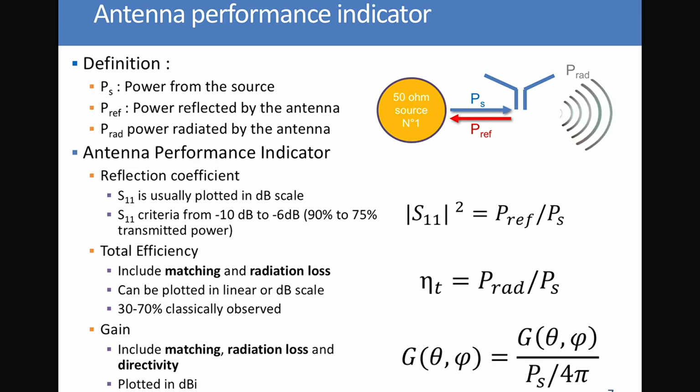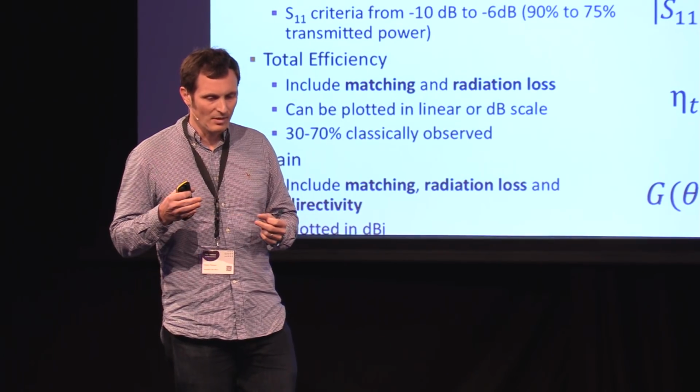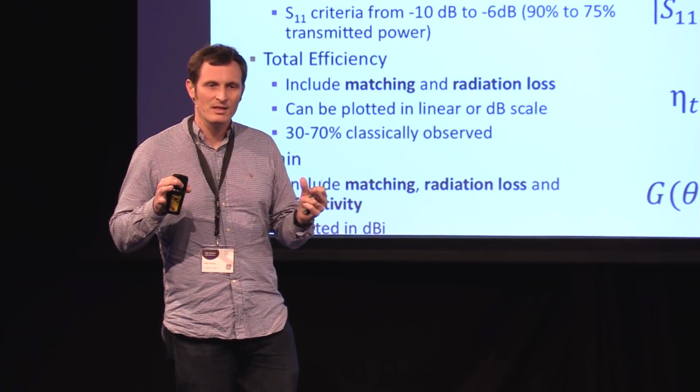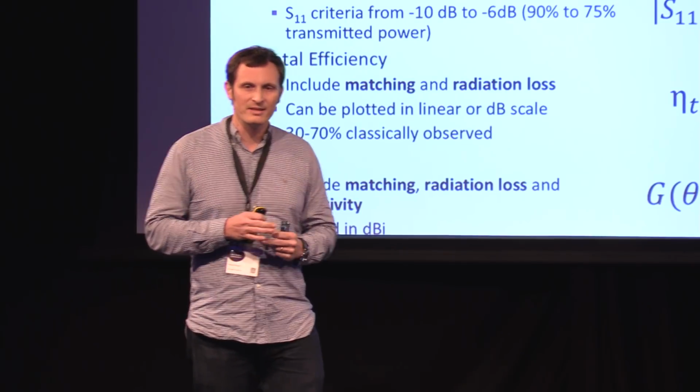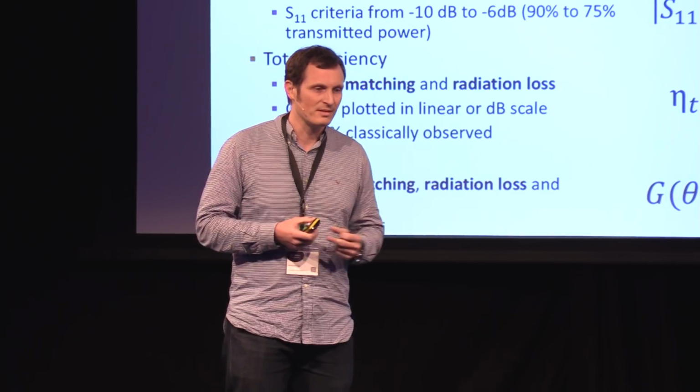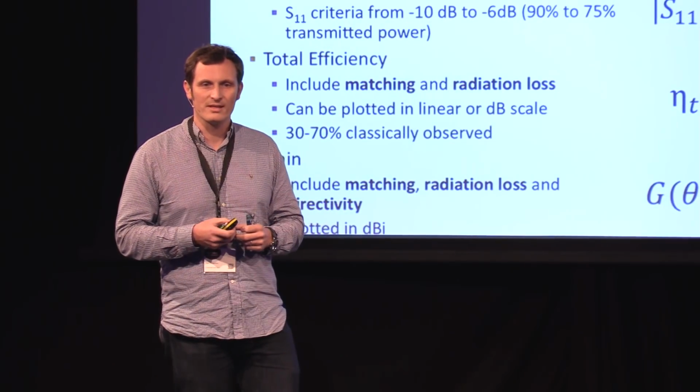And then you have the gain. The gain is a little bit more complex to understand because it will include the matching, the radiation loss, and also the directivity. So maybe you have already heard about directivity. The directivity is the idea that an antenna is capable to focus the radiation in one specific direction. So you have to imagine an ideal antenna, which will be lossless, and also this antenna will be able to radiate exactly the same amount of power in any direction. This antenna is named isotropic lossless antenna.